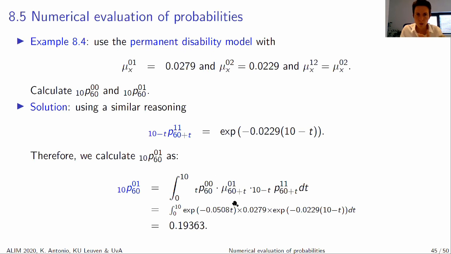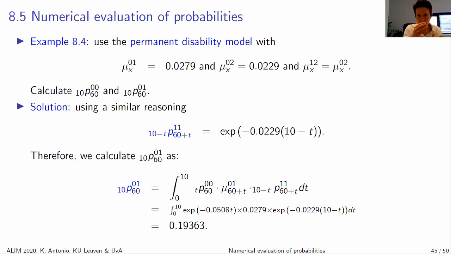Now, of course, the mu01 that you need, that's a constant, that's given. For the 00 and for the TP6000, we derived an expression on the previous sheet, so we can plug that in over here. And then, of course, for this latter expression, you have to think again. That's what we do over here. How do I get this probability? That's the probability of staying in state 1 in the permanent disability model.